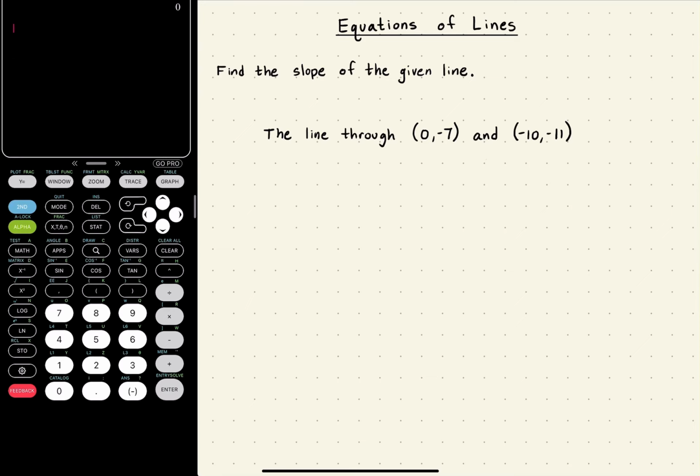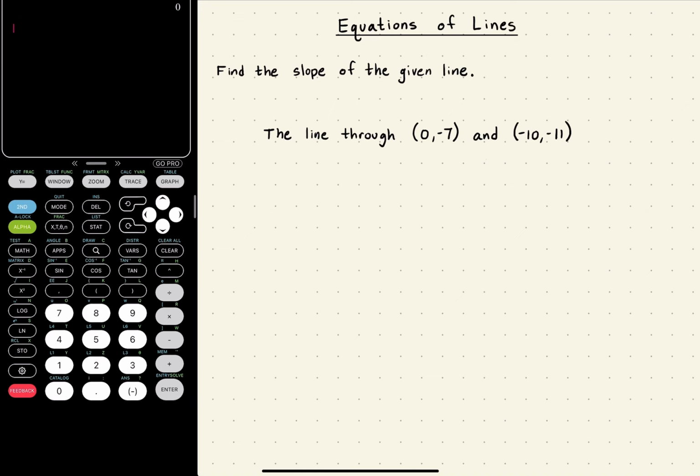Here we're asked to find the slope of the given line that goes through these 2 points. Okay, so in order to solve this problem, we need to make sure that we know the slope formula when we're given 2 points and how to calculate it.